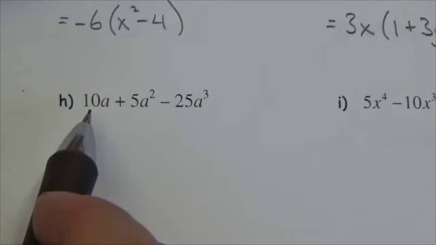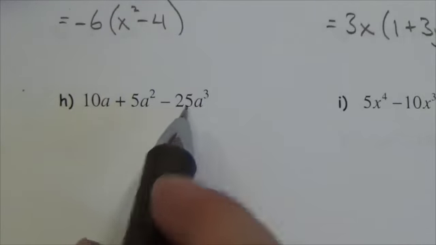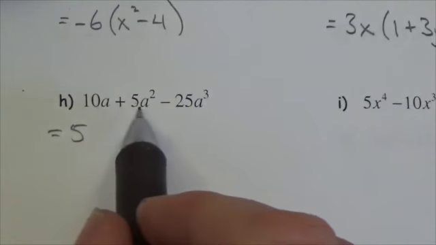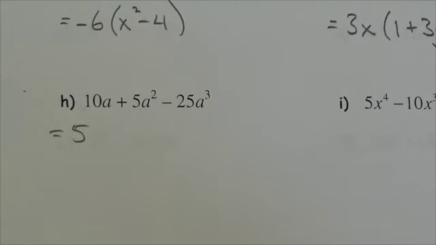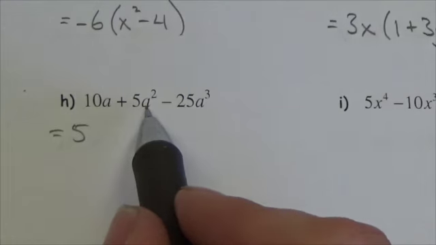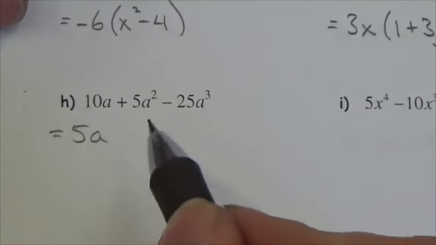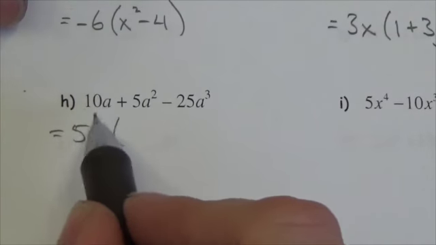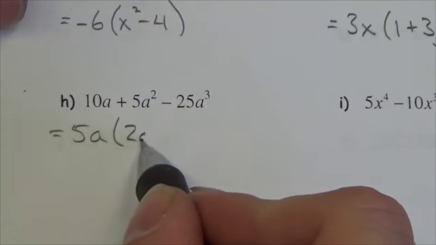All right, 10, 5, negative 25. Well, there's a factor of 5 in all of those numbers. That's about the largest I can get. And then I've got an a squared, a cubed. Well, the smallest exponent on the a is 1, so I'm going to take out a to the 1. So now 10a divided by 5a leaves me with 2a.